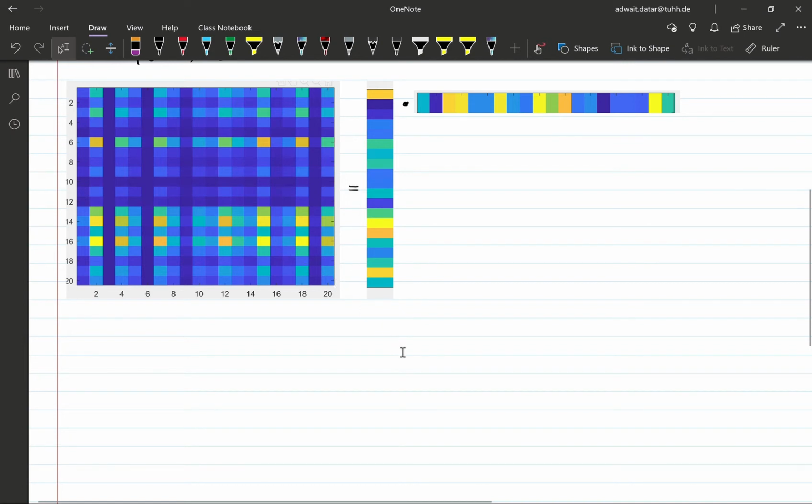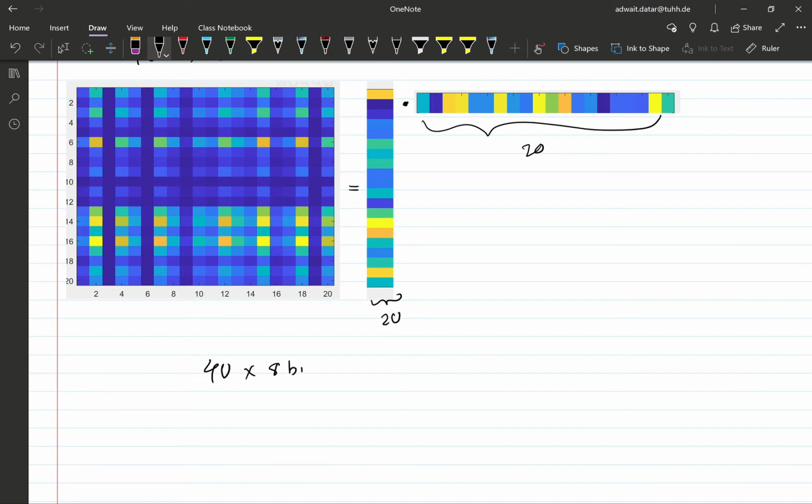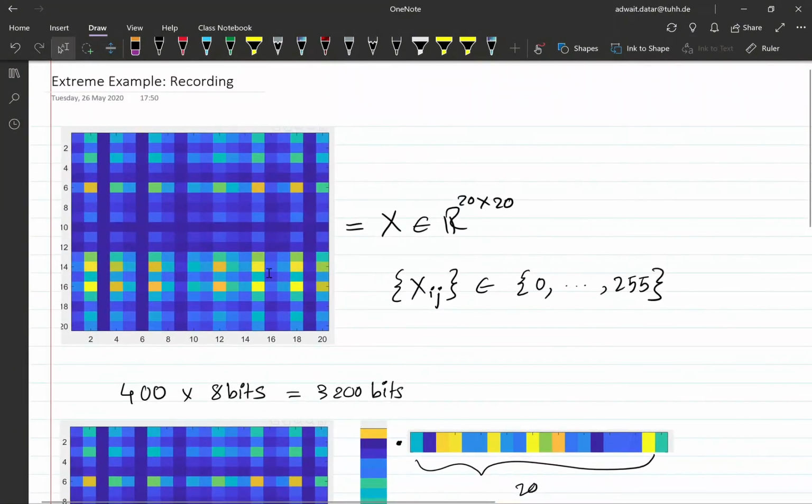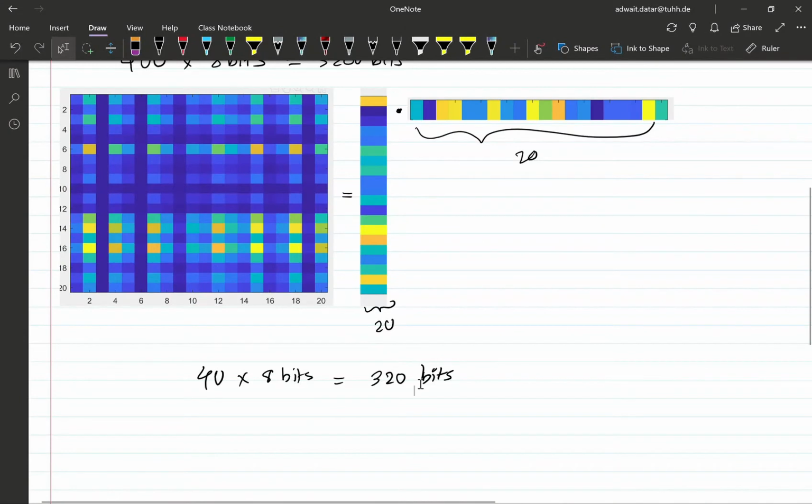And if we now transmit these two column vectors separately, it would mean 20 numbers here, so that would be 40 numbers times 8 bits, which is 320 bits. So in this extreme example, we could basically just transmit 320 bits, which is 10% of the naive approach of storing or transmitting this matrix, and still have no loss of information. And this was because this is an extreme example.